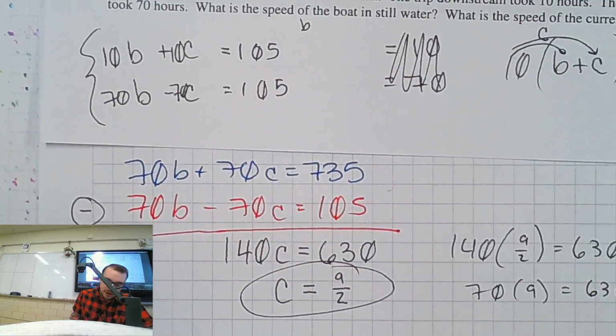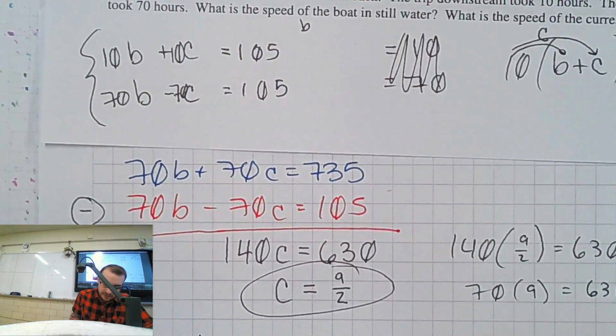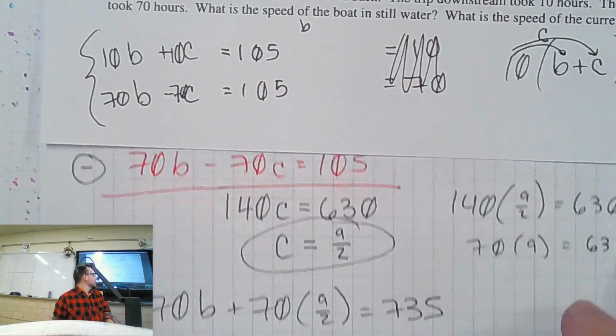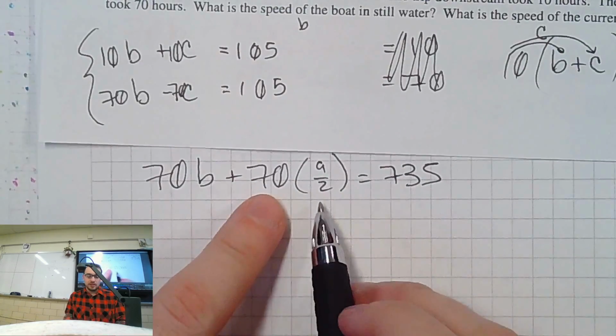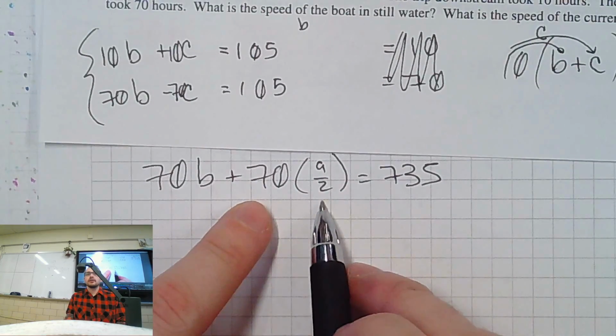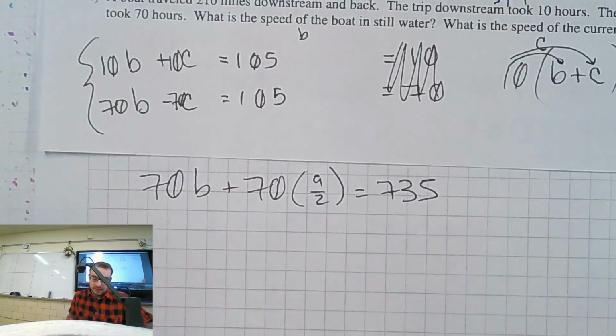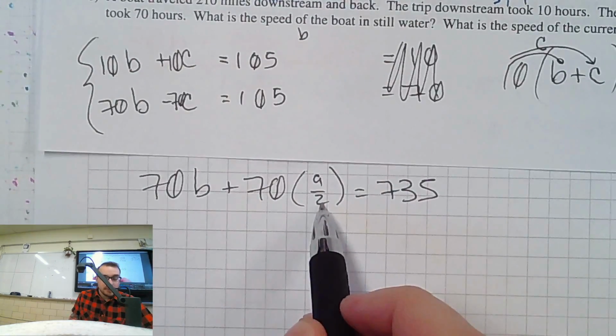When we go to plug it back in to figure out B, you want to plug it in the top or the bottom? Okay. 70B plus 70 times C, 735. Again, why did I use a fraction instead of a decimal? Because I think that's way easier to do than 70 times 4.5 in your head, right? So 70 divided by 2 is 35.